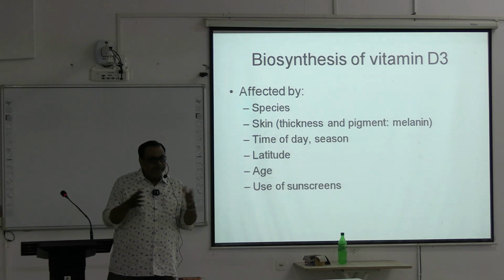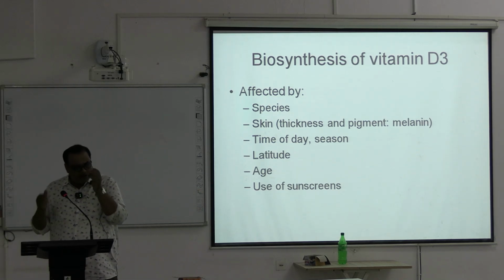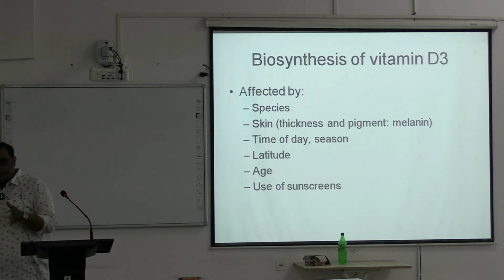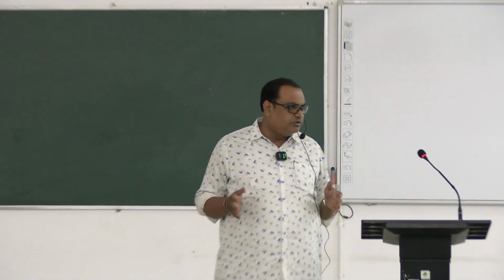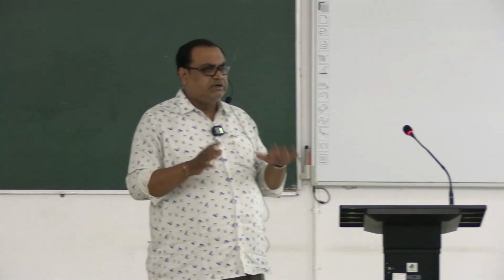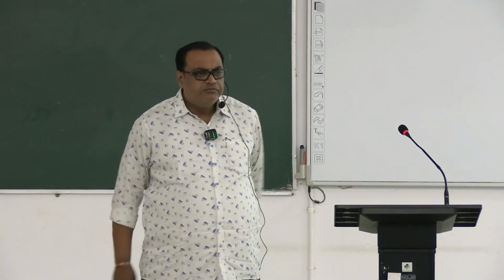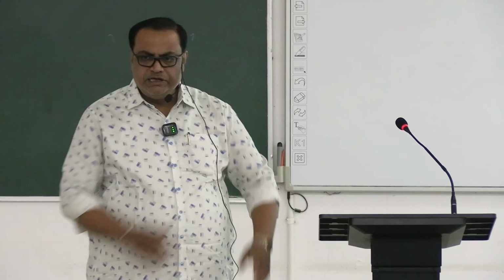So we are different species. Within the species, same species, but we are different ethnic groups. So different ethnic groups behave differently towards the sunlight exposure. Why? Mostly because of the skin tone.